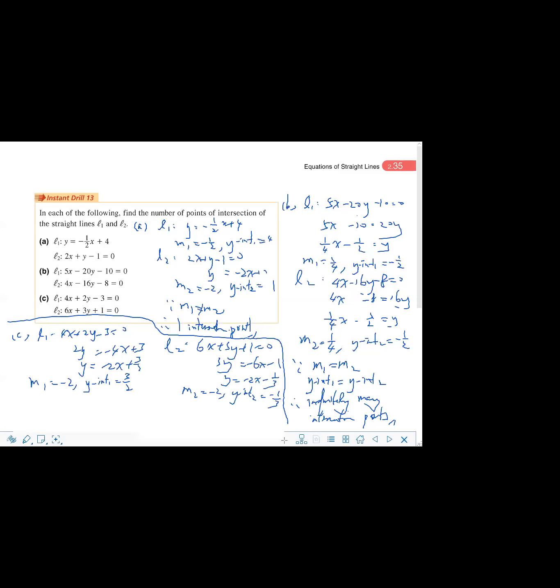Okay, so as you can see, M1 is equal to M2. So it is not case 1, and y-intercept 1 is not equal to y-intercept 2. Same slope but passing through different points. So they are just normal parallel lines, which means that there will be no intersection point. Answer.